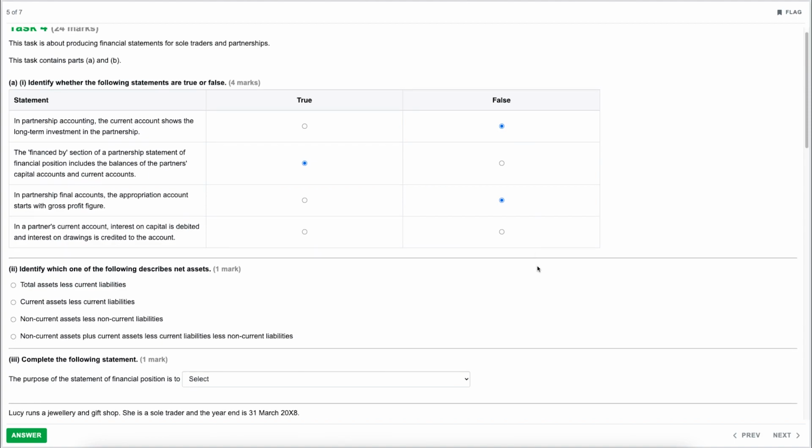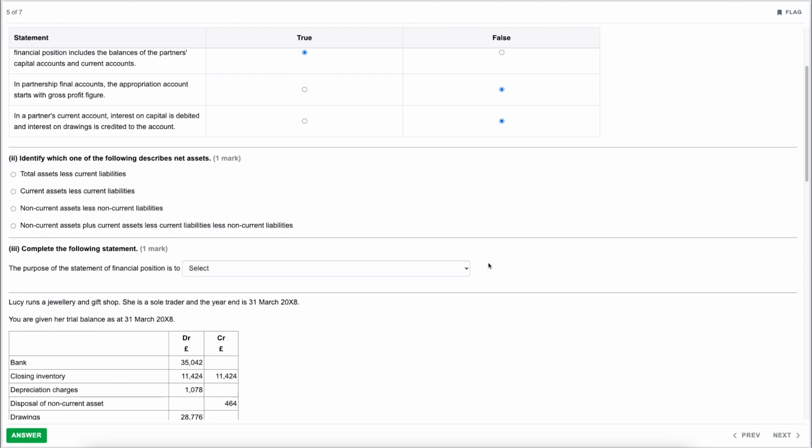And then the last statement, in a partner's current account, interest on capital is debited and interest on drawings is credited to the account. Well, that would actually be the opposite way around. So interest on capital is credited to the partner's current account and interest on drawings is debited. So that would also be false. Anything which increases the amount owed to the partner is a credit within the current account. Anything that decreases the amount owed to the partner would be a debit in the current account.